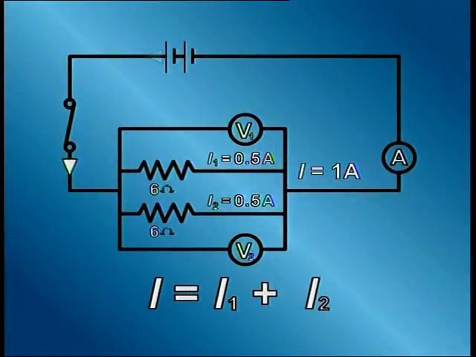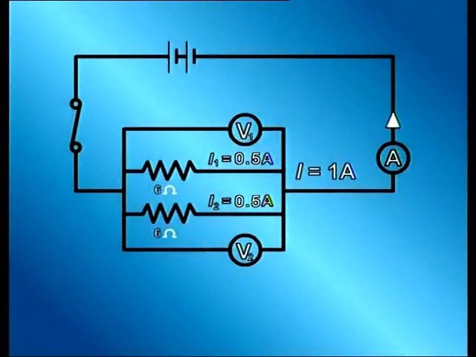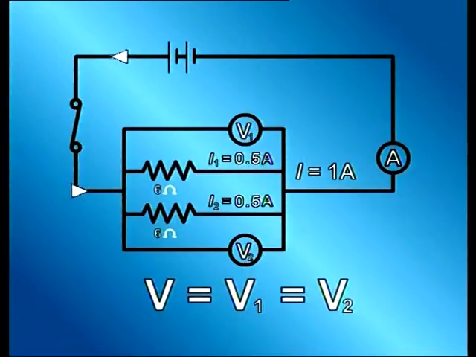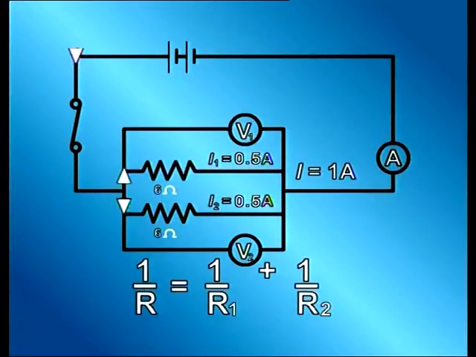The current from the source is the sum of the currents in the separate branches. The potential difference across two or more components connected in parallel to each other is the same. As more resistors are added to the circuit, total resistance will decrease. Each resistor acts as an alternative path for current flow.